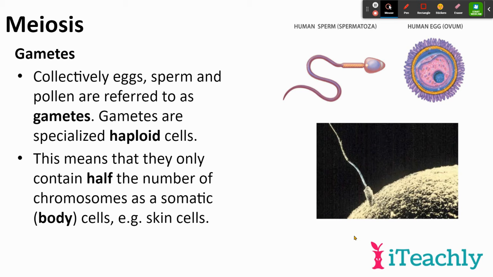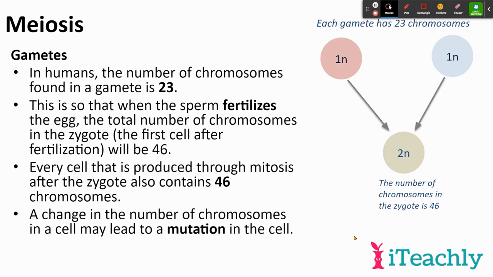Okay, gametes. Collectively, egg, sperm, and pollen are referred to as gametes. Gametes are specialized haploid cells, so they have 1 copy of the chromosomes. Okay, so that means they have half the number, so they're haploid. In humans, the number of chromosomes found in a gamete is 23. So that when the sperm fertilizes the egg, the total number of chromosomes in the zygote will be 46.